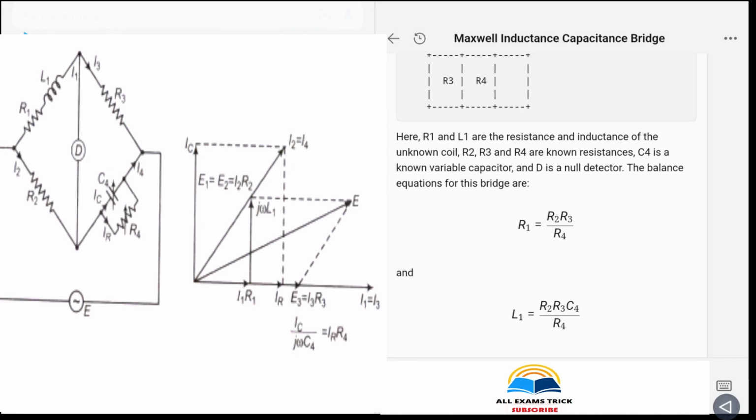R1 and L1 are the resistance and inductance of the unknown coil, R2, R3 and R4 are known resistances, C4 is a known variable capacitor, and D is a null detector. The balance equations for this bridge are given below.